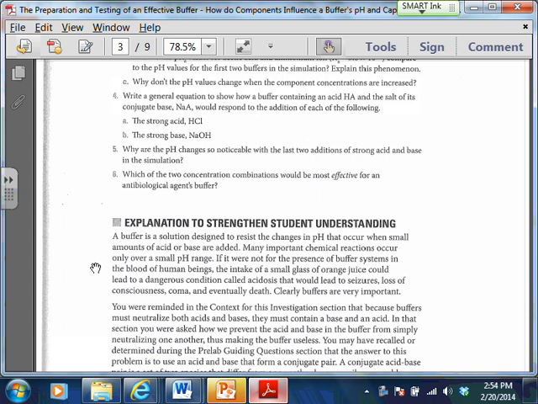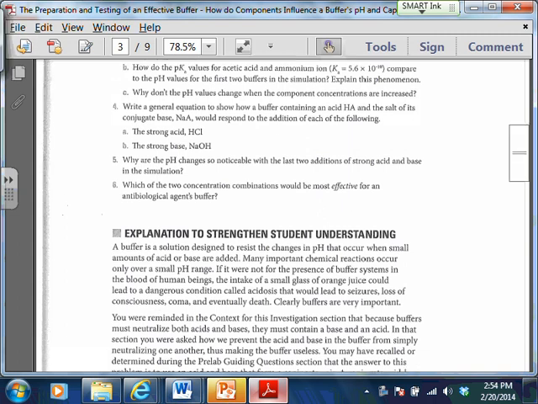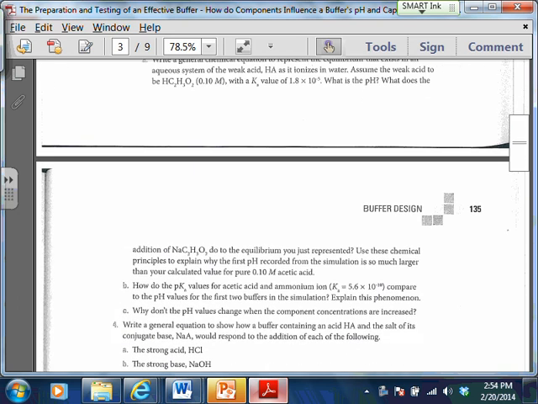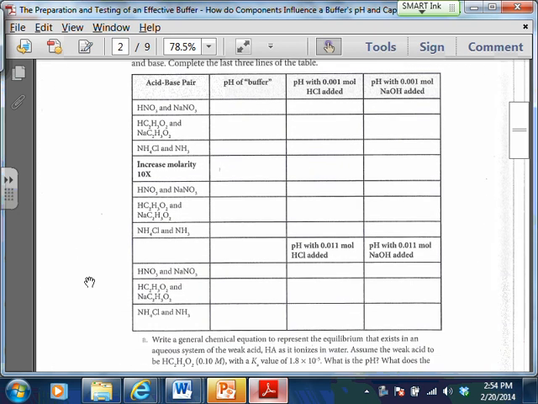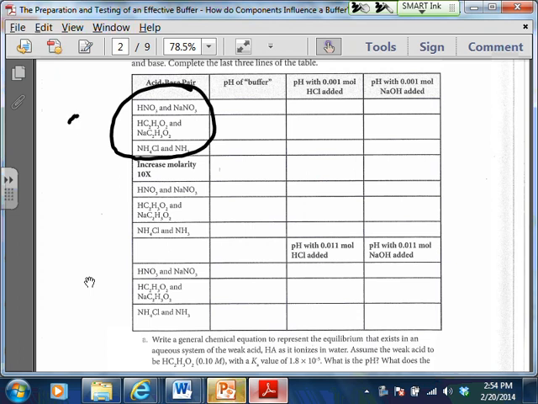And which of the two concentration combinations would be most effective for an antibiological agent's buffer? Okay, so I think what they're asking here is, would the 0.1 molar concentration be the best combination? Or would this be the most effective combination when we're using the 1 molar concentration? I mean, the answer for that is probably fairly obvious, right? It would be the 1 molar, because you can add more of the acid or more of the base into the solution when it has the higher concentration before the pH starts to drastically change.